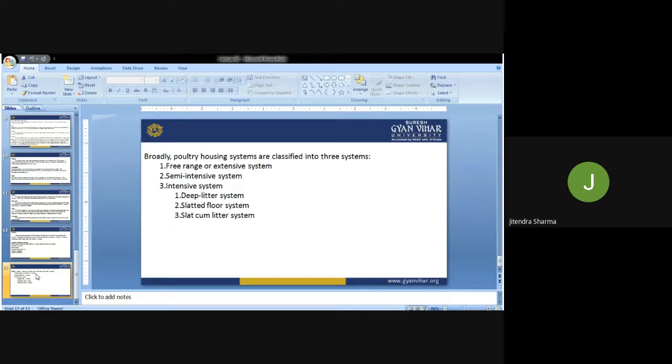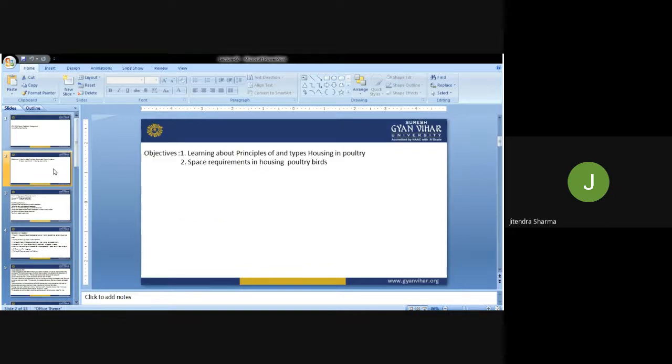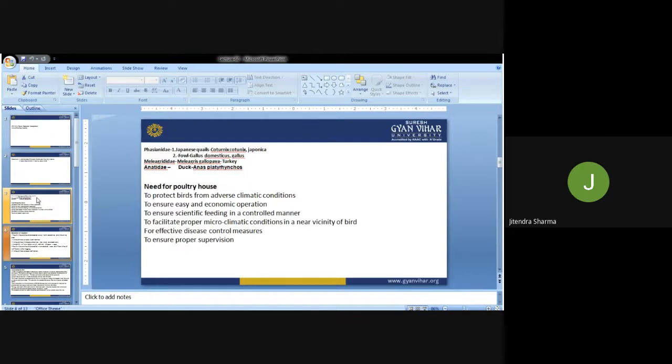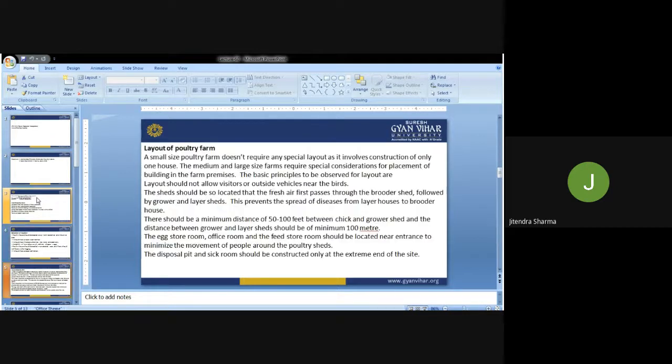So now we reach the end of this session, and I am very thankful that you have kept your patience. I will conclude here. Today we discussed the things from the beginning: we learned the principles of site and housing arrangement in poultry housing, what types of houses are required, and the selection of location.